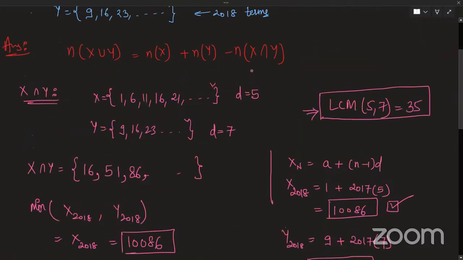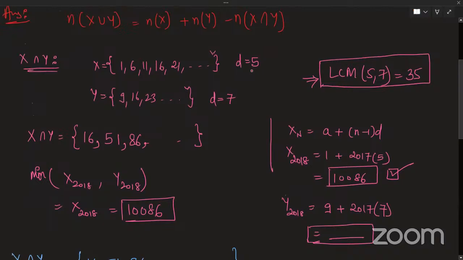So there was one thing that you had to keep in mind when you take x intersection y. The common difference will be the LCM. It is 35, right? 35 is the LCM of 5 and 7.